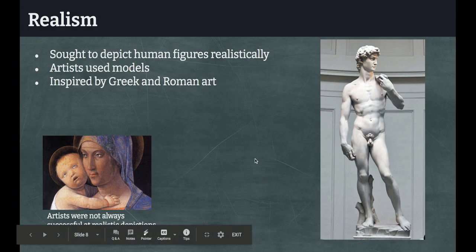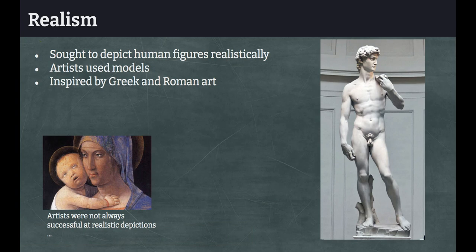All right, one thing I do want to point out though, artists were not always successful. So there's a great Tumblr, if you Google it, called like Ugly Renaissance Babies or something like that. Obviously you can't always find baby models, so Renaissance artists sometimes kind of winged it like medieval artists did, and then you get babies that look like that.